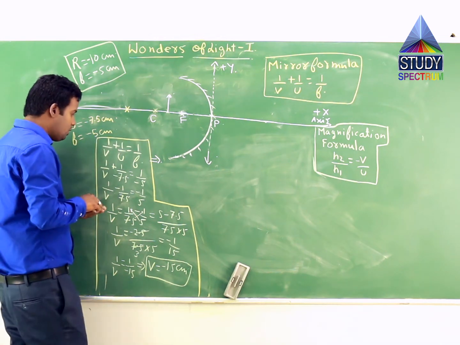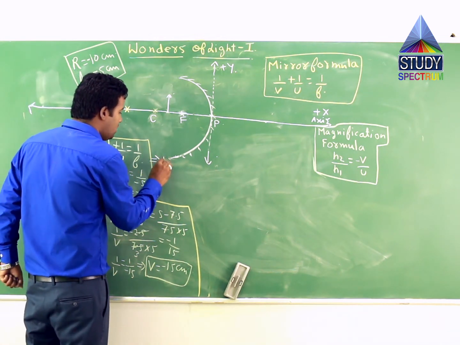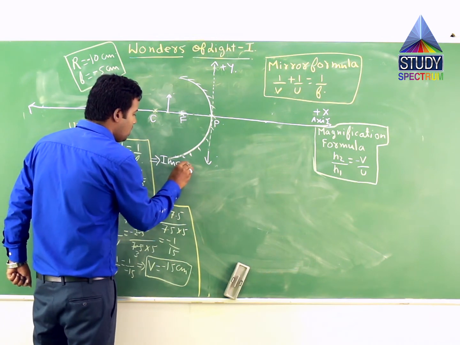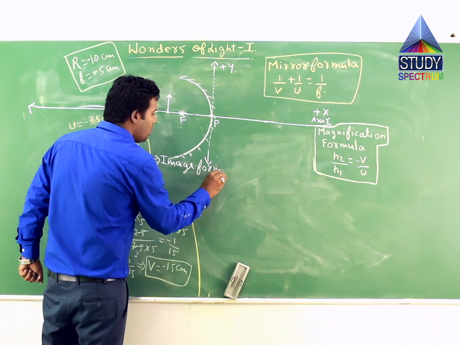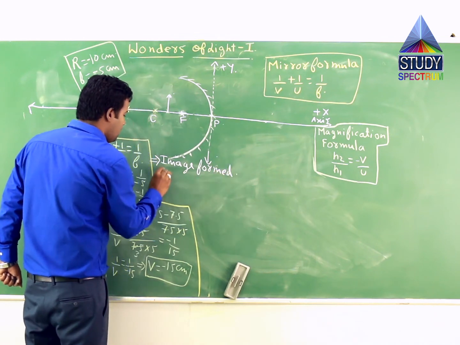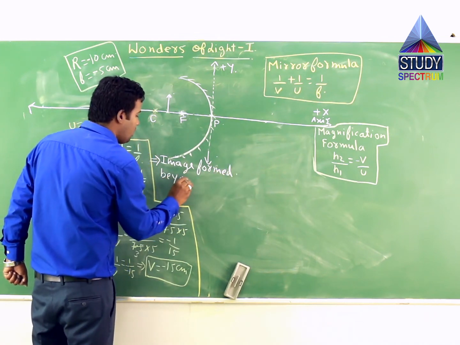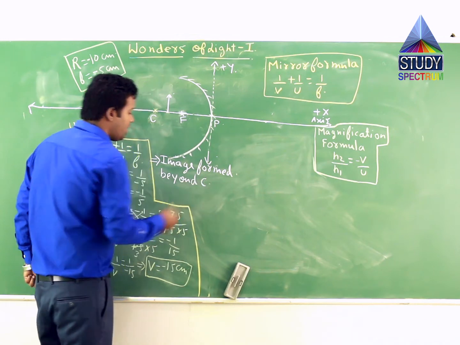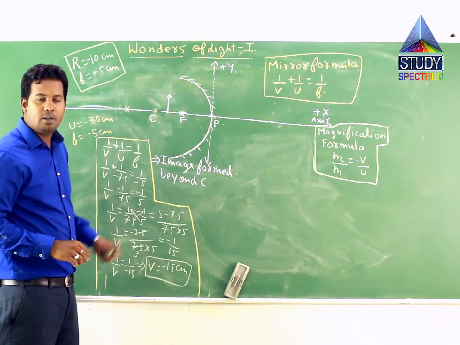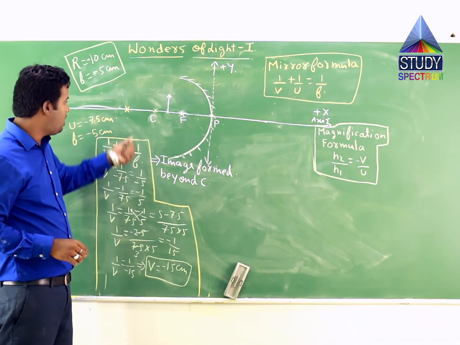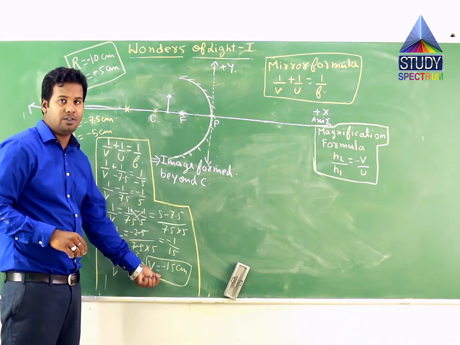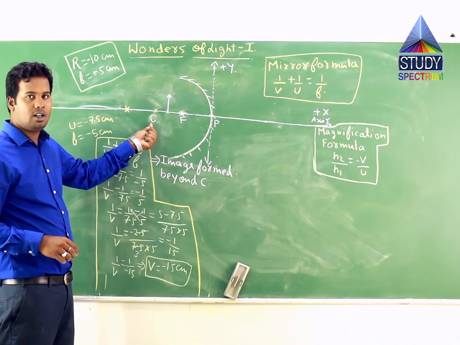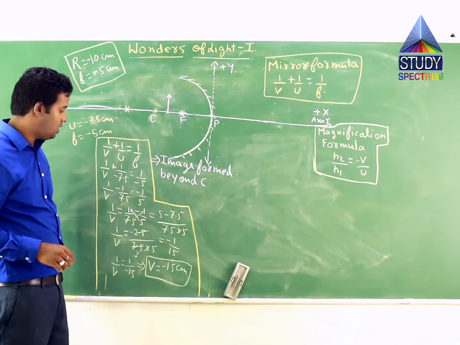So the first result which we can write is image formed beyond C. First result we have written, that is the position of image that is beyond center of curvature. Correct? Why? Because it was coming out to be minus 15 and this C is minus 10, then definitely it should be beyond center of curvature.